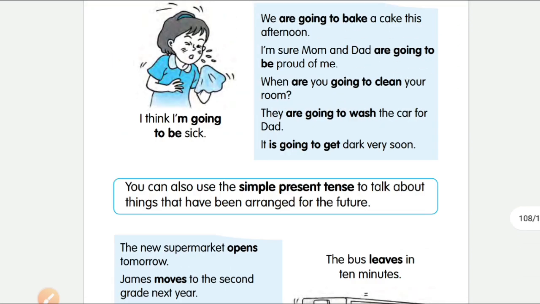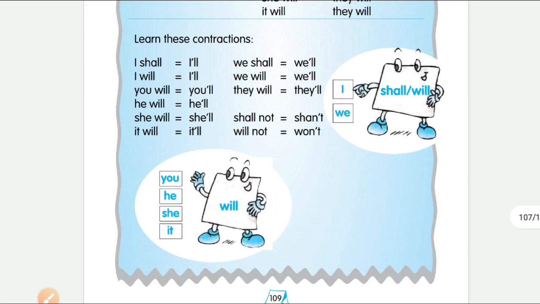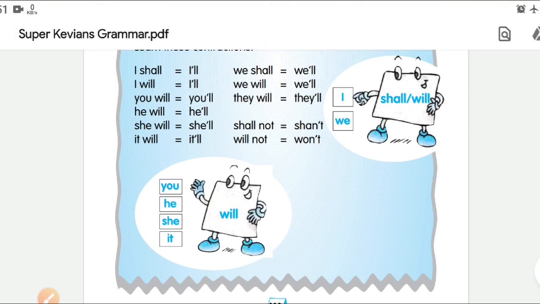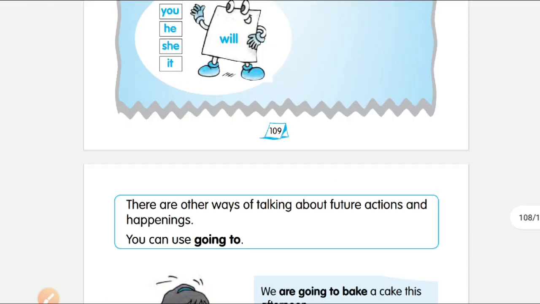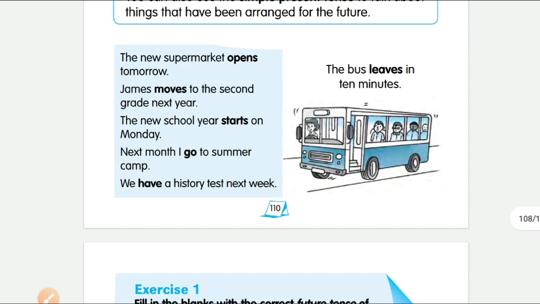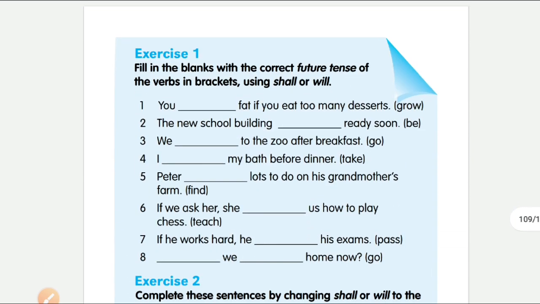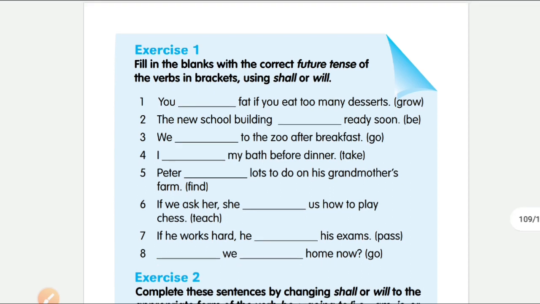Let me clear this formula once again. I and we will use shall. Shall is used only after I and we, which means only after first persons. So, we dash to the zoo after breakfast: we shall or we will, both are right. In this way you can continue this exercise.